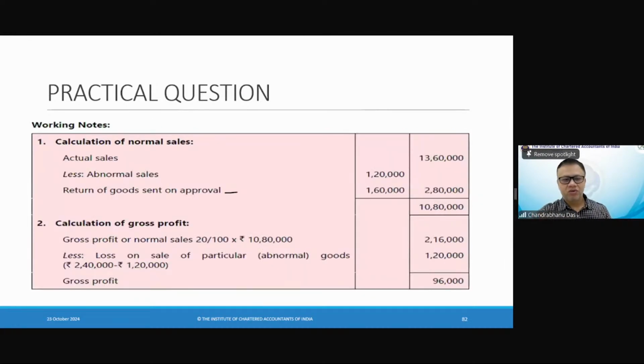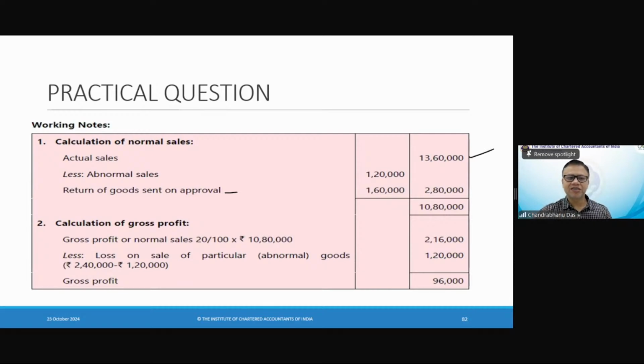First of all, as I said, our job is to first find the gross profit, because once we find the gross profit, then we get the cost of goods available for sale. Then we can go for opening stock, plus you will add the purchase, and then we get the cost of goods sold to arrive at the value of the closing stock.